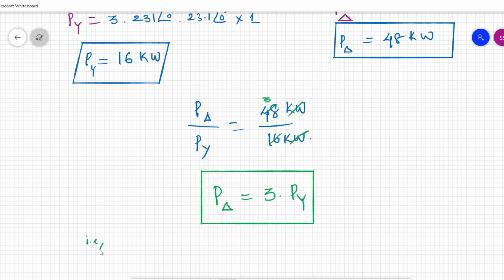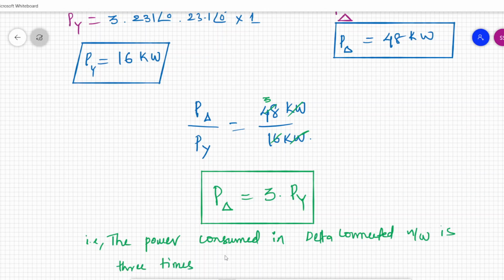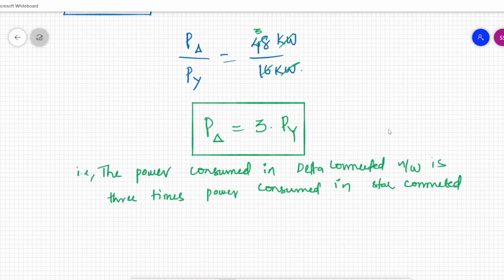The power consumed in delta connected network is 3 times the power consumed in star connected network. This is regarding power consumption. This is a very important conclusion: P delta, the power consumed in delta connection of networks, equals 3 times the power consumption in star connected network.